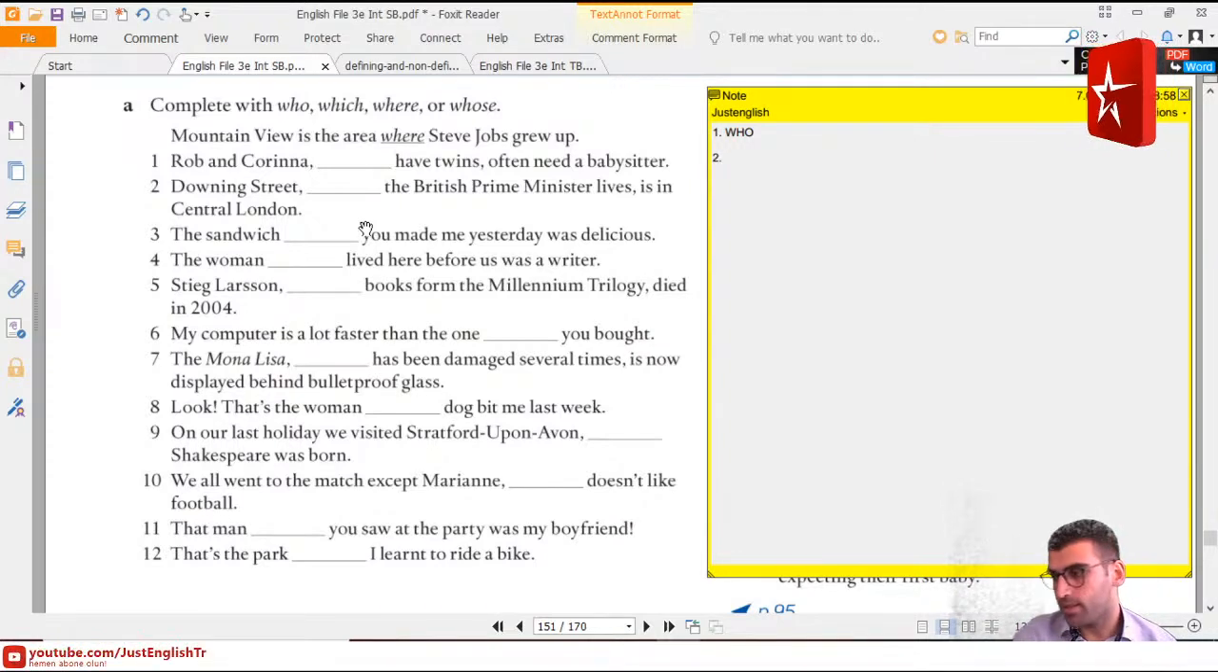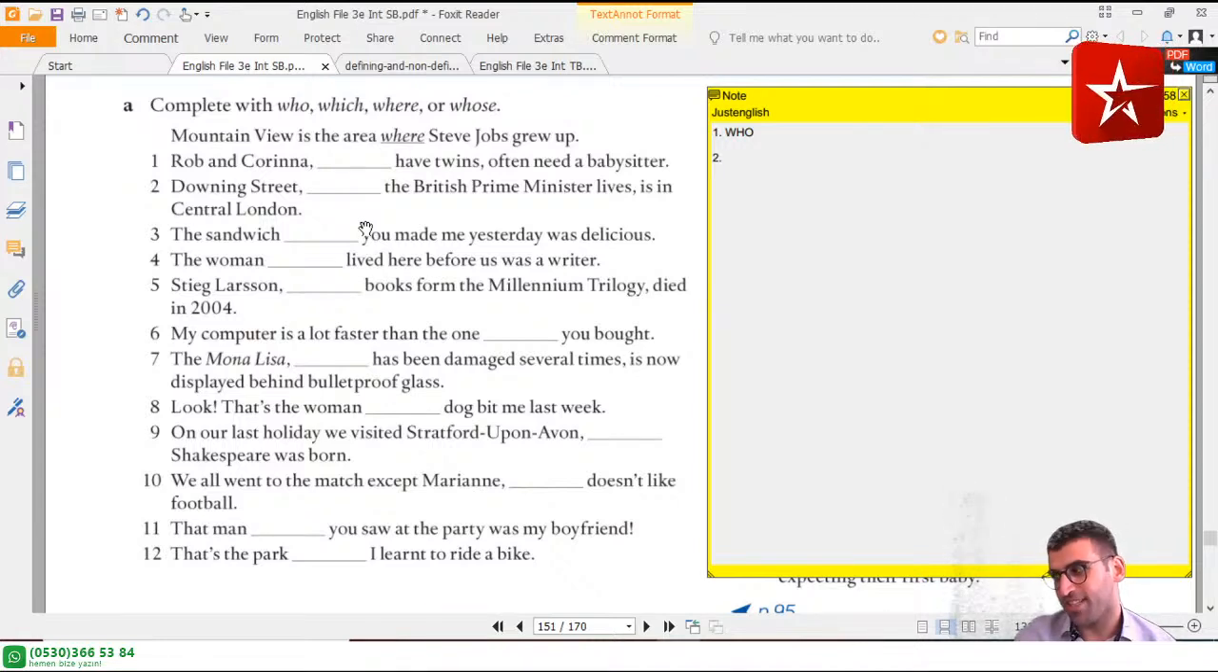Downing Street. I understood, teacher. Thank you. You're welcome. Whose twins are lazy, Nejat? If you wrote whose, we should write like: whose twins are lazy.